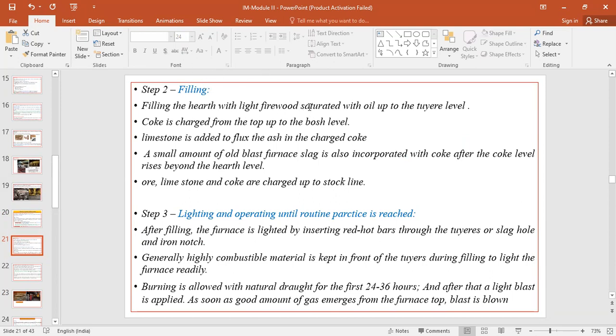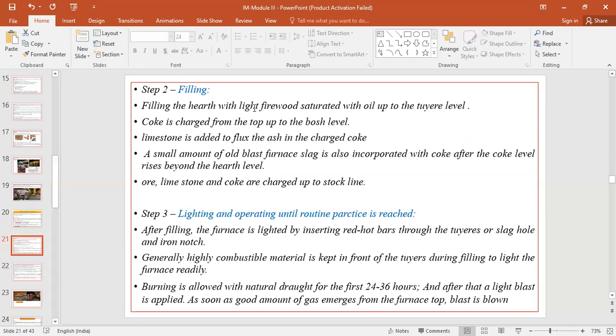Filling the hearth with light firewood saturated with oil up to the clear level, and then coke is charged from the top up to the Bosch level. Means, to generate the actual blast furnace temperatures within the furnace, we should first fill the furnace from the bottom, from the hearth part to the pier level, with firewood filled with oil. And from the pier to the Bosch level, you fill with coke. And then above it, fluxes. You should add fluxes.